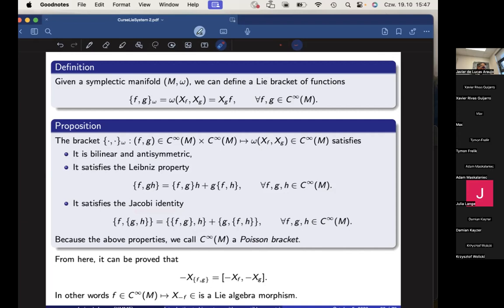Well, there are more properties of this bracket. For example, if you take the Lie bracket of two Hamiltonian vector fields, with a minus, this would be minus the vector field associated with the Poisson bracket of the functions. So this allows you to say that the space of functions of a symplectic manifold with respect to the induced Poisson bracket, and the space of Hamiltonian vector fields with respect to the symplectic form, is a Lie algebra.